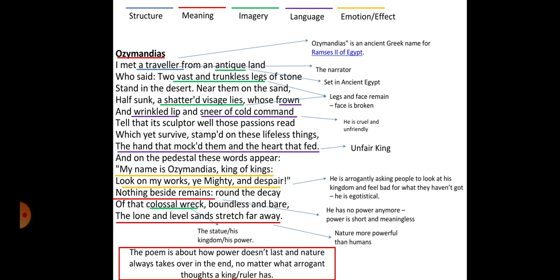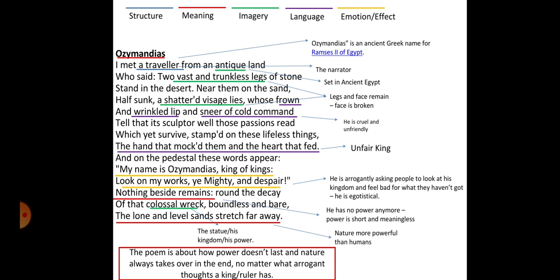And what you have is the pedestal still remains, and this is where you get the irony of the whole poem: my name is Ozymandias, king of kings, look on my works, ye mighty, and despair. What he's saying here is that his kingdom is amazing and needs to be looked upon, and other people should feel as if they are not as good, not as capable, not as powerful, or not as wonderful as he is. It's showing off his ego, showing they should feel bad for what they haven't got because he is the king of kings. Yet the next line undermines that completely by saying nothing beside remains.